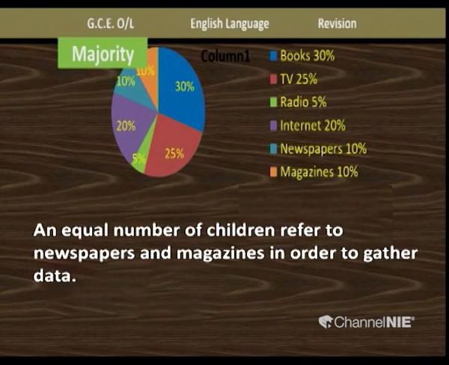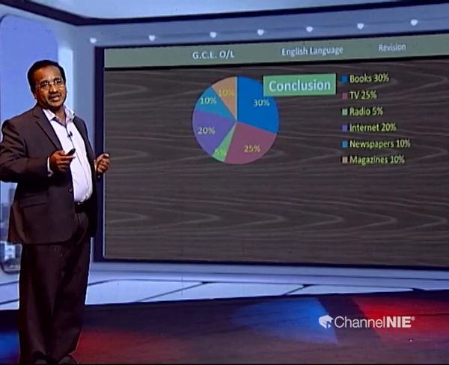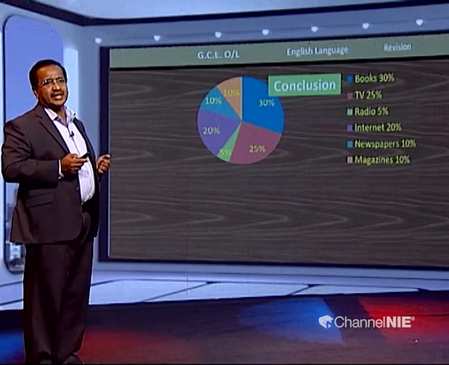Newspapers and then the magazine. An equal number of children refer to newspapers and magazines in order to gather data. Quite easy. What is next? The concluding statement. What is our concluding statement?